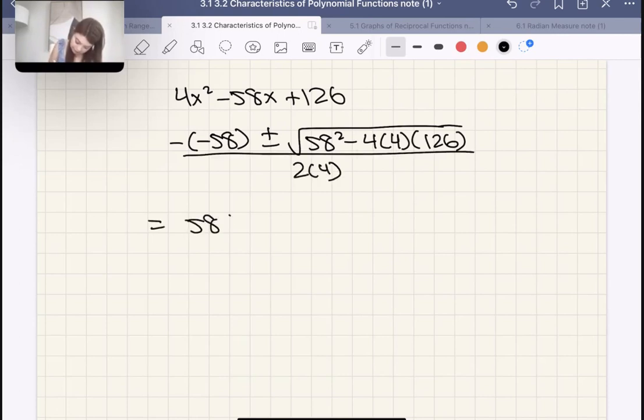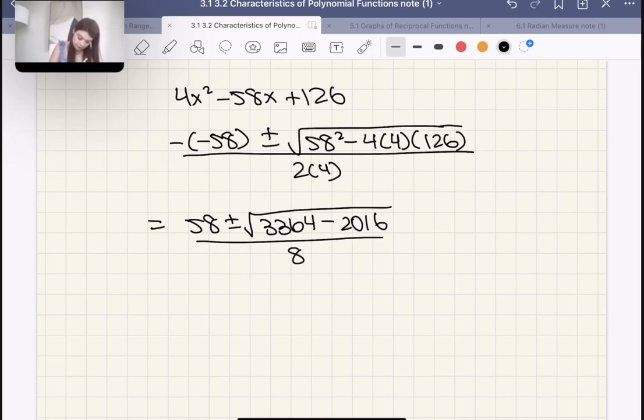That's going to be 58 plus or minus, let's see, what number is under our square root sign? 58 times 58 is 3364, minus 4 times 4 times 126 is 2016, over 8. So 3364 minus 2016, and then the square root is about 36. Okay, so we're going to get 58 plus or minus 36.7 approximately over 8.